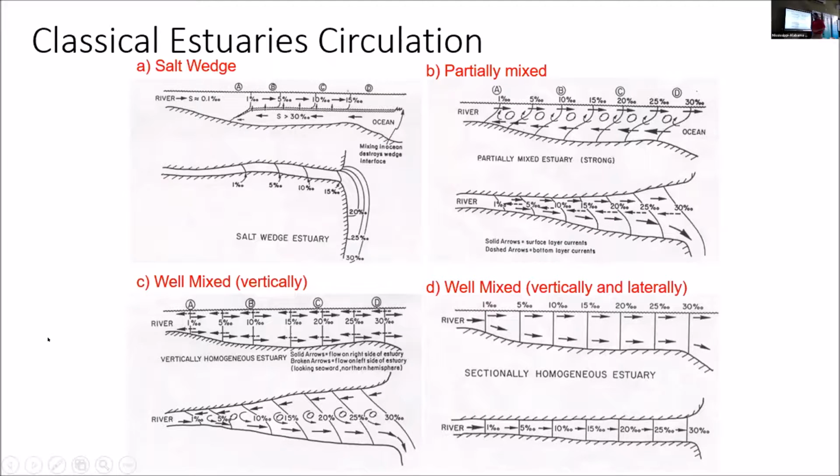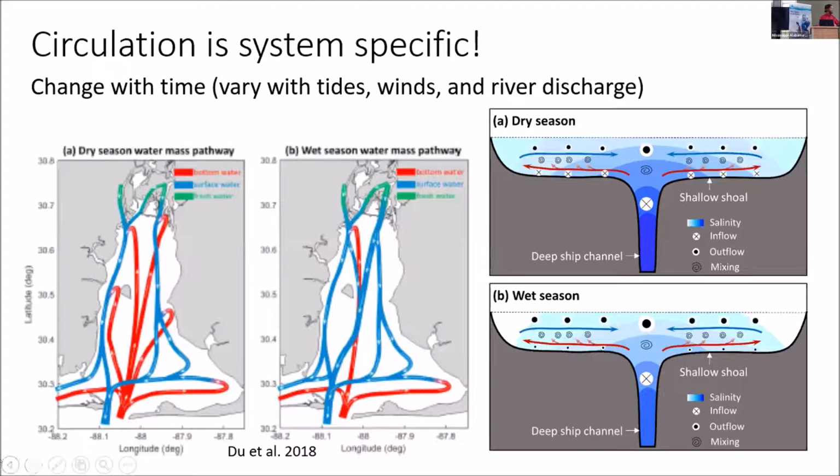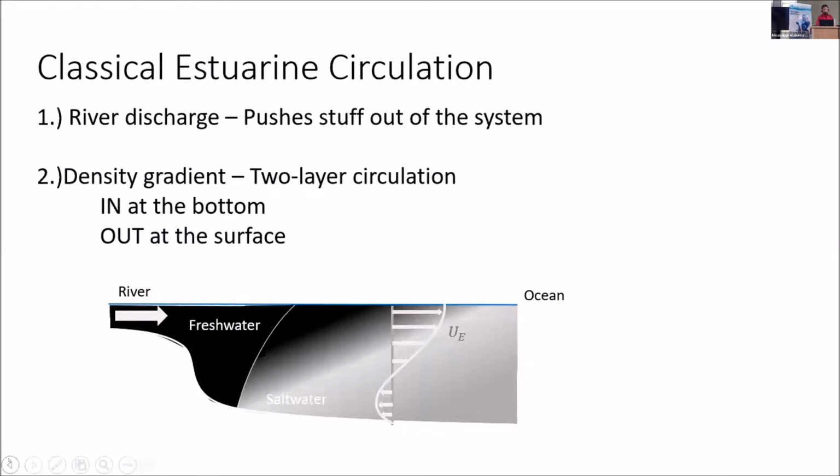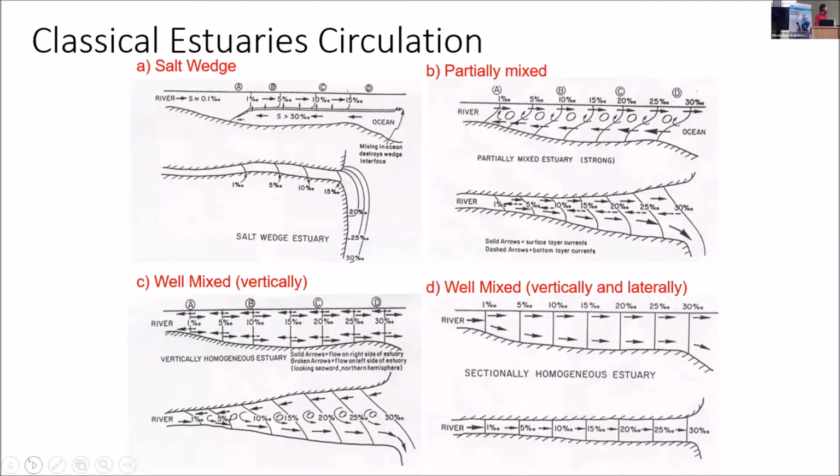So while I would love to tell you every system works like this, a lot of systems do, but there are exceptions to this, and they don't always quite look like this. And so the type of circulation you're going to get in an estuary is going to vary depending on what type of system you're in. And there are a lot of types of systems out there.